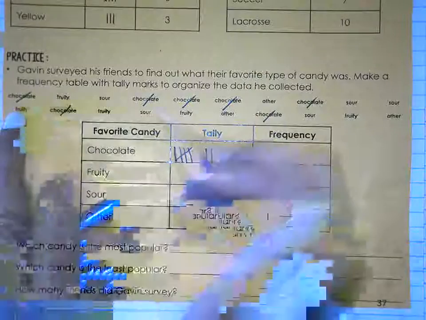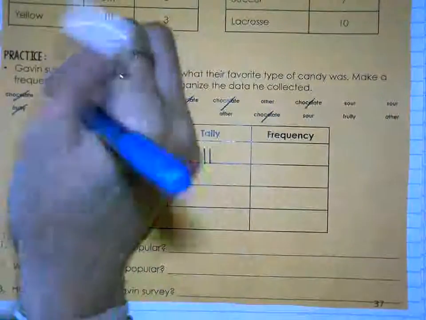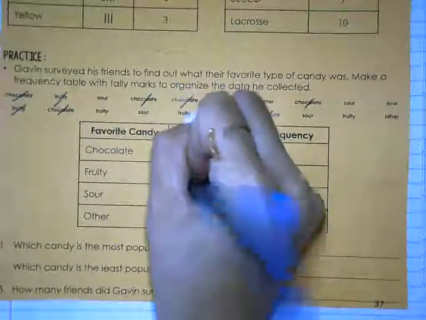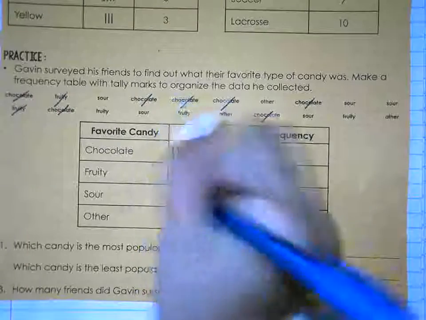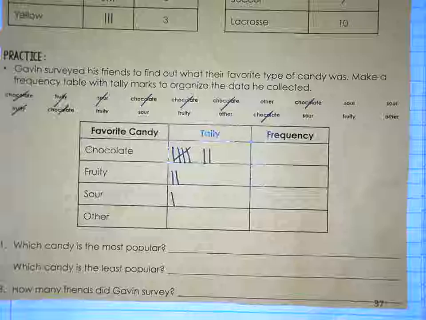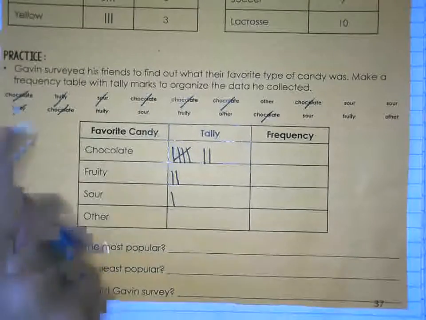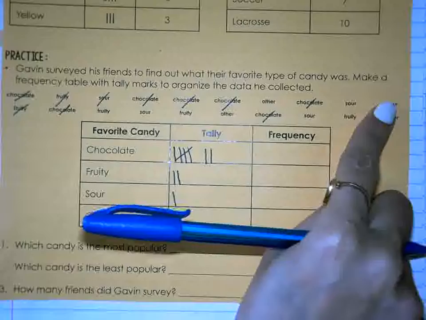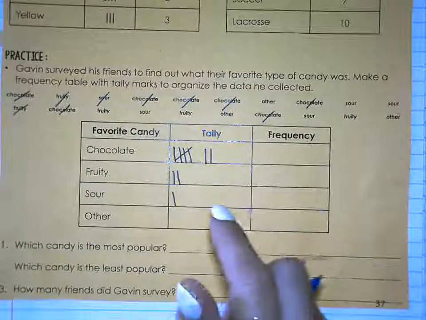So I could see, oh, here's a fruity, cross it out, put a tally by fruity. Here's another fruity, cross it out, put a tally by the fruity. Here's a sour, so I can put a tally by sour and cross off sour. I don't have to do it in a specific way. This is really just any way you want to tally it up. There is no right way, there is no wrong way, but make sure to cross them out as you're going. Otherwise, it's very easy to make a very simple mistake.